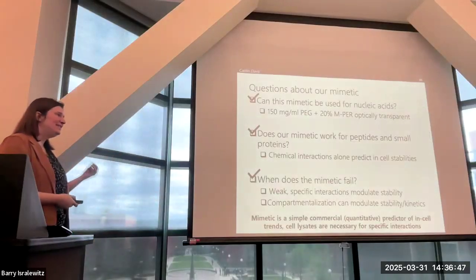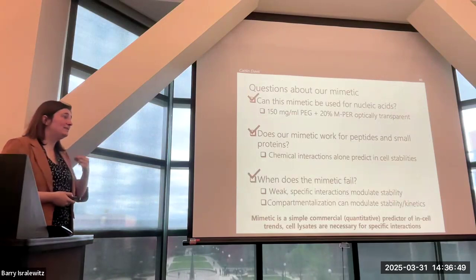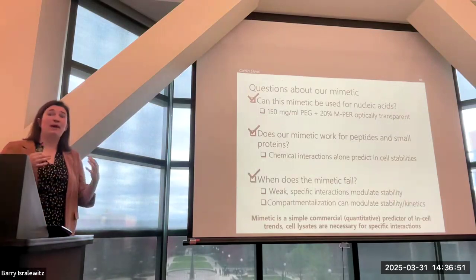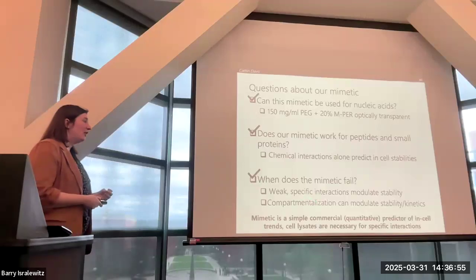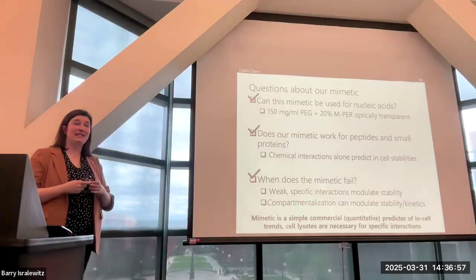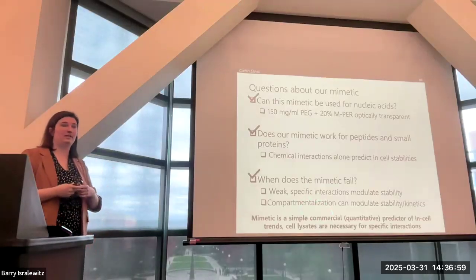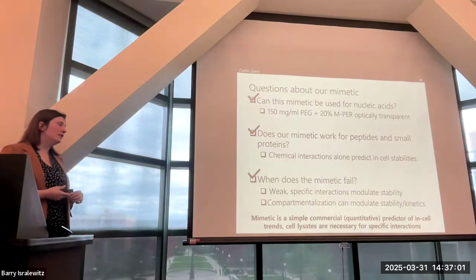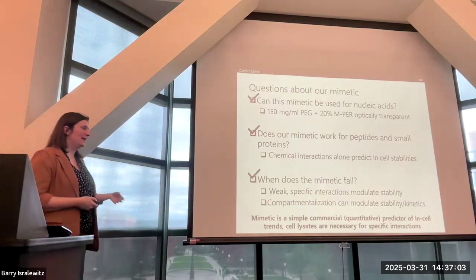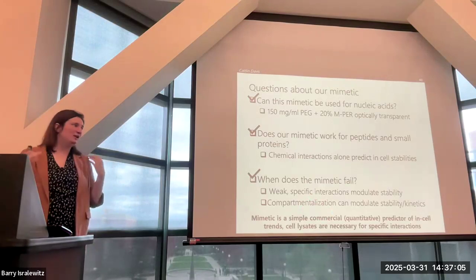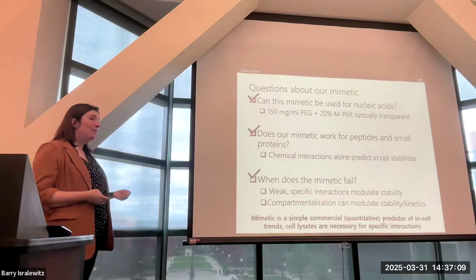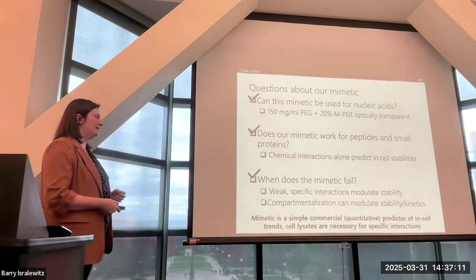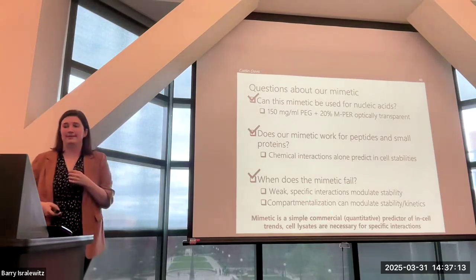And so we see that our mimetic fails when weak specific interactions with these macromolecules are important for regulating the stability. And we also saw that compartmentalization can be important for modulating stability and kinetics as well. So we do have this mimetic, it's simple and commercial, and it can be quantitative in making predictions for in-cell trends, but if there are specific interactions, then a cell lysate is going to be important.